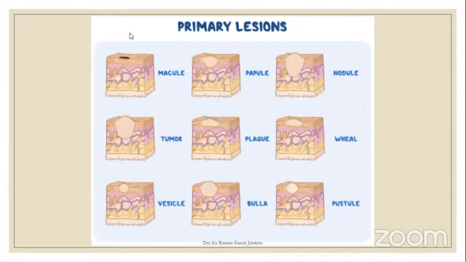We all know we have the primary lesions, primary skin lesions that are all of this chart. This is just an example. We have macule, papule, nodule, tumor, plaque, wheal, vesicle, bulla, and pustule. Those are the first ones. Of course, we have the chance to check some more.